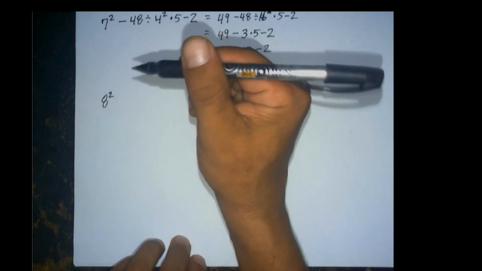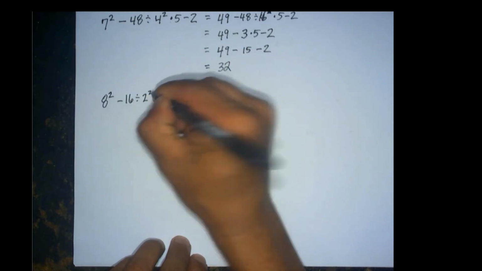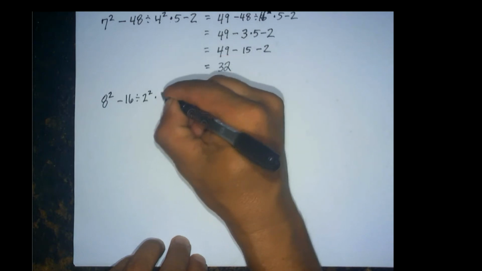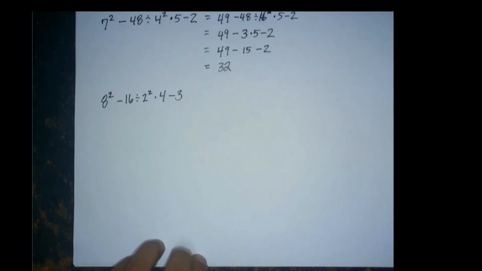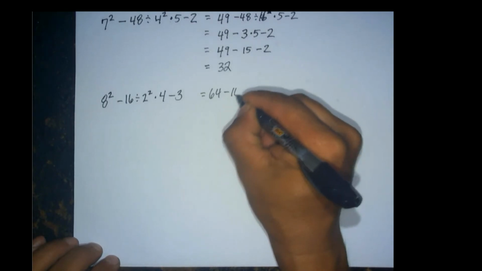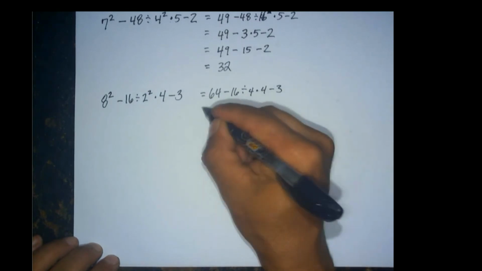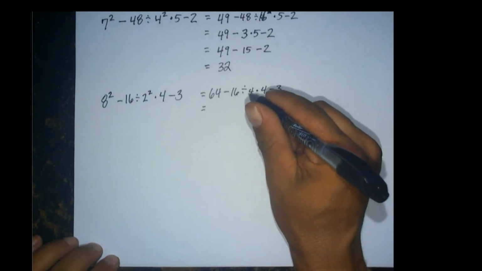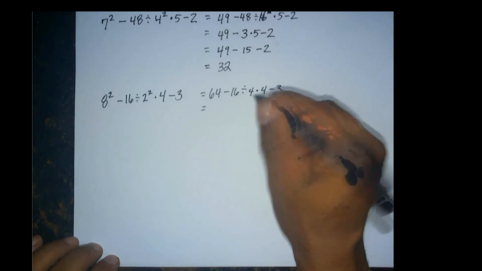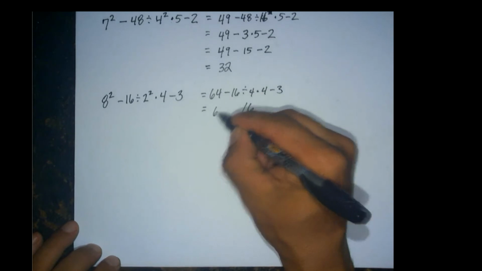8 squared minus 16 divided by 2 squared times 4 minus 3. Yours is just like mine, except the numbers are different. Alright, so 64 minus 16 divided by 4 times 4 minus 3. And then 16 divided by 4 is 4. Times 4 is 16, so I have 64 minus 16 minus 3.